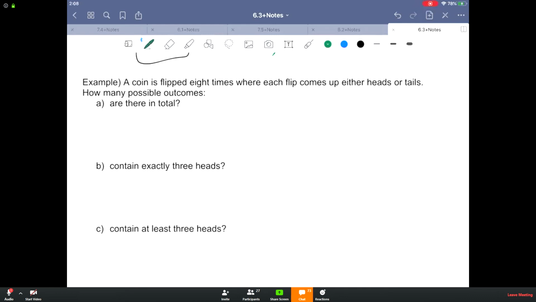Okay, so you're flipping a coin 8 times. Let's just say it's fair and it's heads and tails. This is like 8 spots, because you did it 8 times. How many options do you have for the first spot? You have 2. 2 for the second, heads or tails, heads or tails, heads or tails. For all of these spots, that's 2 times 2 times 2. That's 2 to the 8th power.